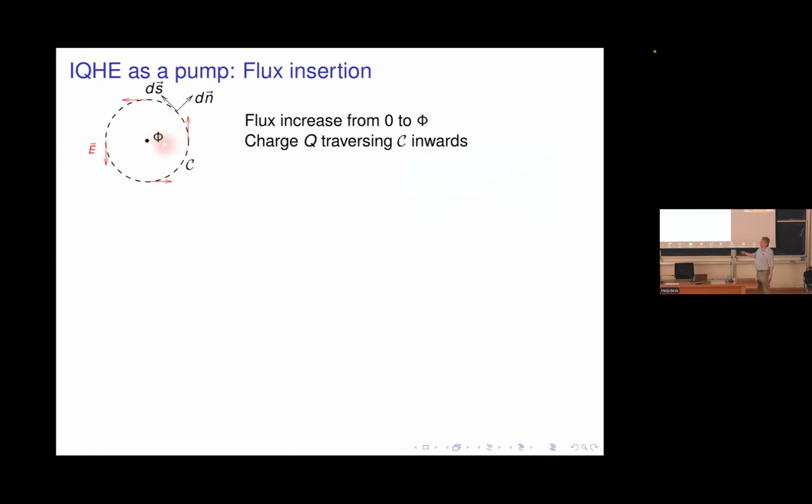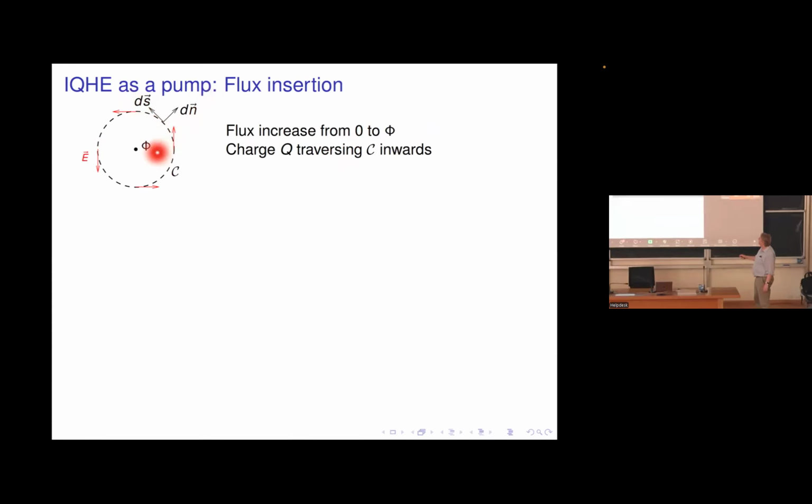And with the puncture in the middle, you have this flux that you steadily increase from 0 to at first some value phi, and then we in particular choose this value phi to be a quantum of flux. And as long as you do that, some charge is going to flow in or out, and it's going to cross that circle. We want to understand how to quantify that. Before writing the next formula, let me say what the idea is. There is this flux that comes out of the screen and is changing in time.